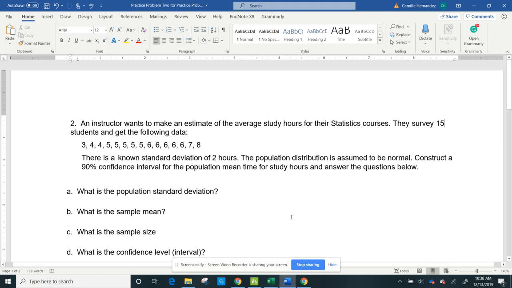So the first question is, what is the population standard deviation? Well, I know it is 2 hours because the problem says it. It says it's a known one, and remember, if it's known, we consider it the population standard deviation.